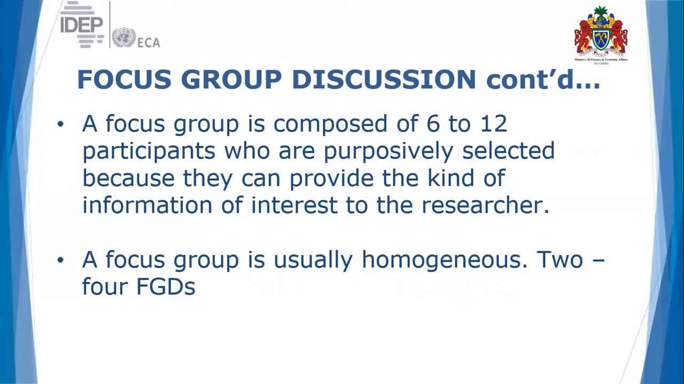Generally, a focus group can be composed of 6 to 12 people. In other cases, it can go up to 15 participants who are purposely selected because they can provide specific information of interest to the researcher or evaluation process. And generally, a focus group is homogeneous. And in practice, about 2 to 4, even in some cases 5 focus group discussions are sufficient to generate useful information.